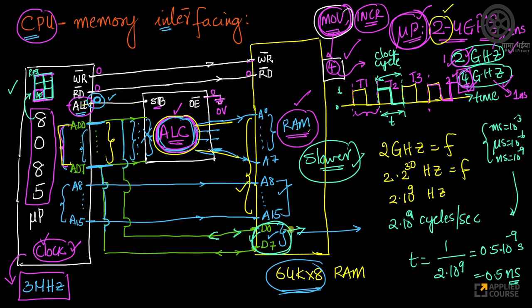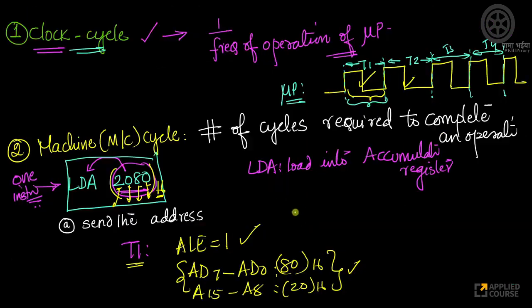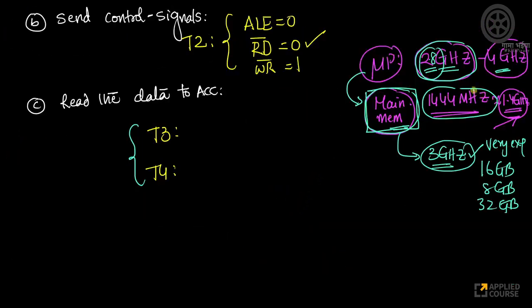And how much time does it take? As much as the cycle time of the RAM itself. And since the RAM is operating at half the speed, by the time the RAM actually places the memory values on D0 to D7, because the RAM is operating at, let's say, half the speed of my microprocessor, my microprocessor has already completed 2 cycles, because it is operating at double the speed.